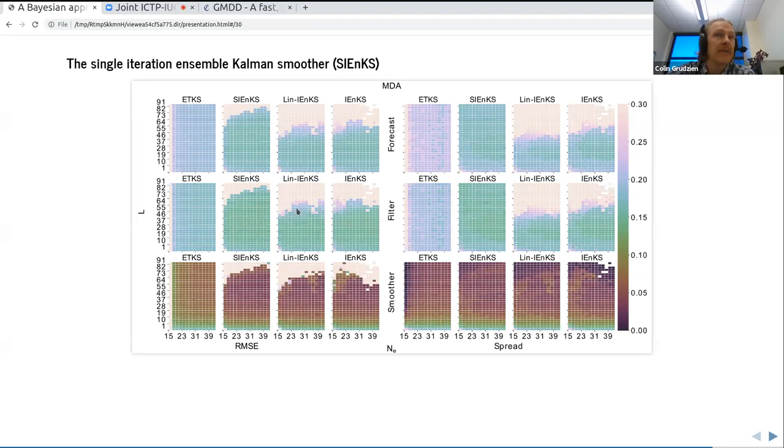I mean, all have better performance in the MDA, but it's particularly that we get this much wider band of, let's say, stability and accuracy with the SINKS.